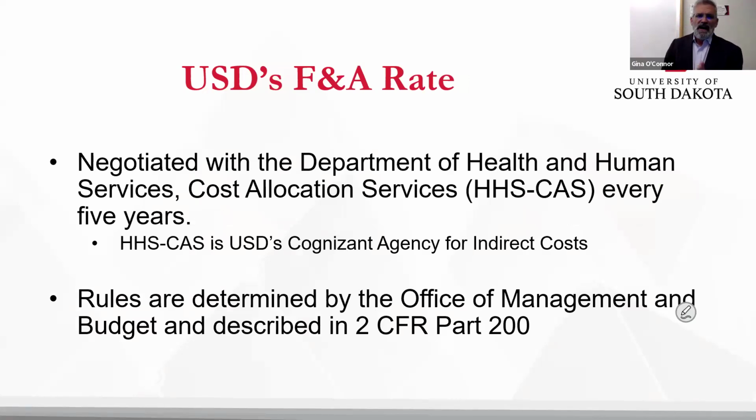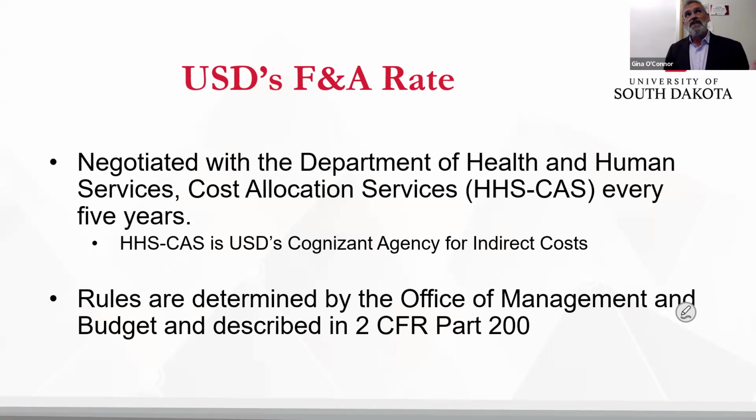USD's F&A rate, it is something that we get to negotiate with the Department of Health and Human Services, Cost Allocation Services, HHS CAS, every 5 years. And so we say HHS is our cognizant agency. So that's something that you might see on some of the documentation that they ask you to submit is who's the cognizant agency for your F&A rate. At USD, it's HHS. Office of Naval Research does most of the DoD awards.